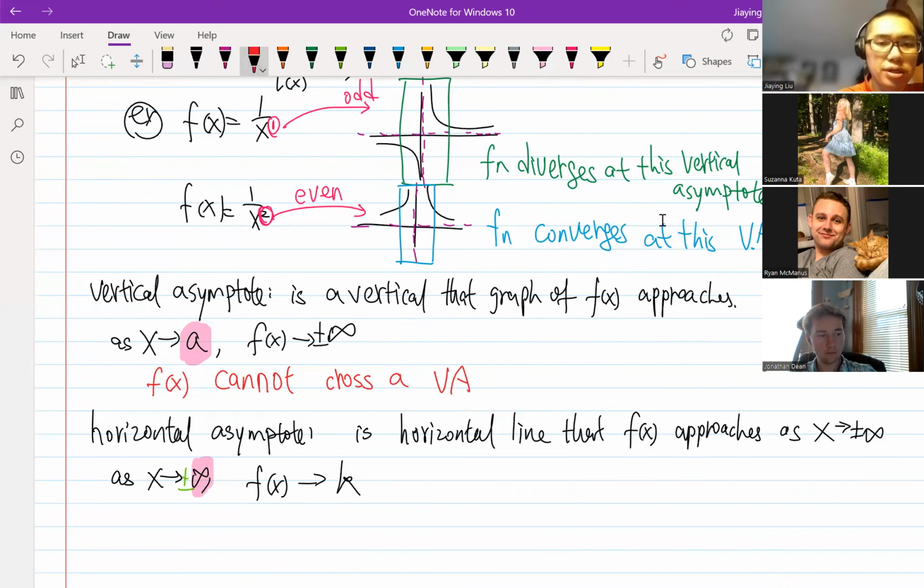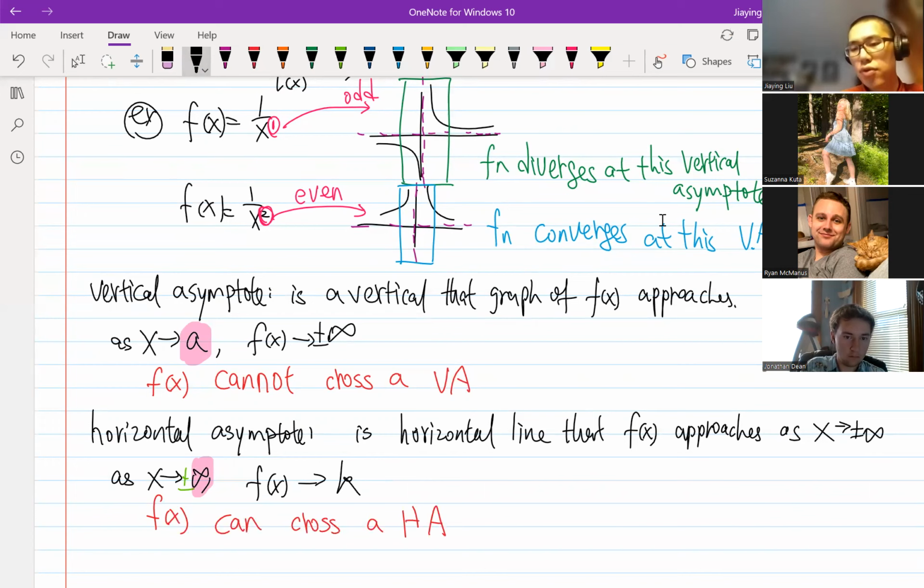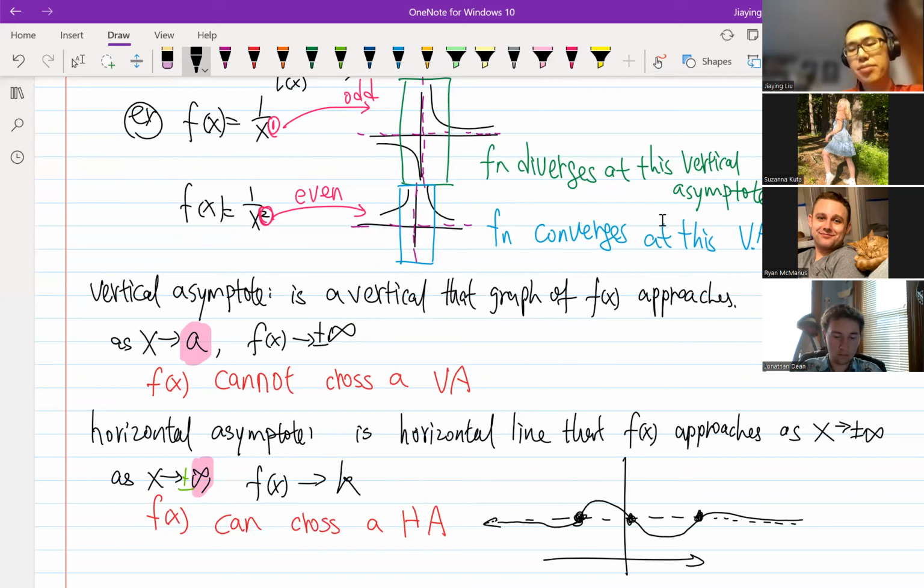And note, f of x can cross a horizontal asymptote. What that looks like is, in the long run, the function might be approaching some number. But in the middle, the function could go above it or below it, and then eventually approach it, or something like this. It's perfectly fine for a function to cross the horizontal asymptote. That's totally fine. It doesn't violate the definition of a function.